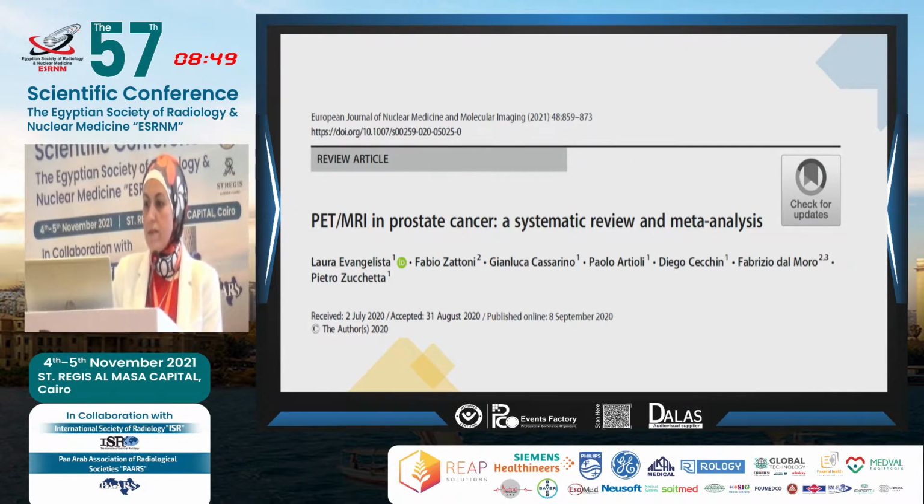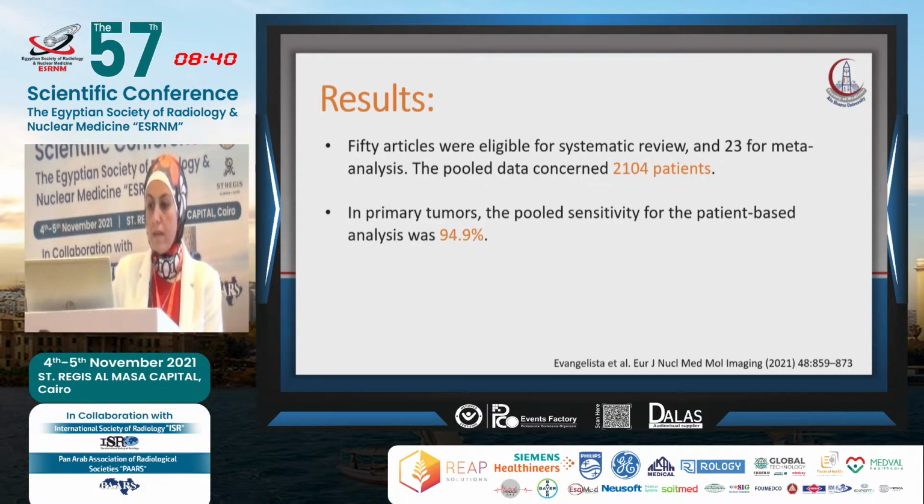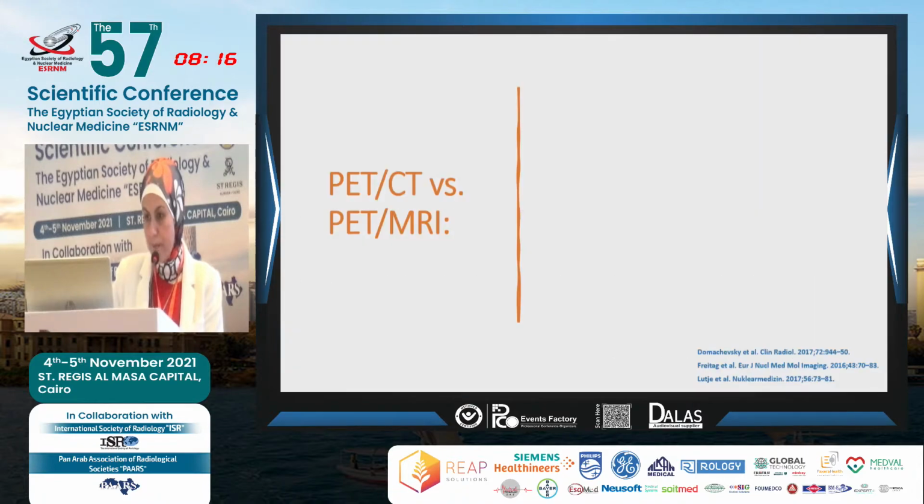This is a recent study of more than 2,000 patients that underwent a meta-analysis, and it showed that PET MRI has more sensitivity in detection of the primary tumor compared to multiparametric MRI alone, with a sensitivity of 94.9%. Also, at restaging, PET MRI is more sensitive and more specific compared to conventional choline PET imaging.